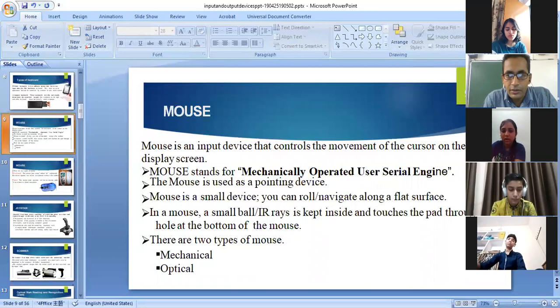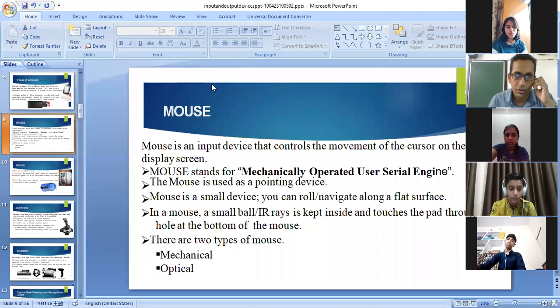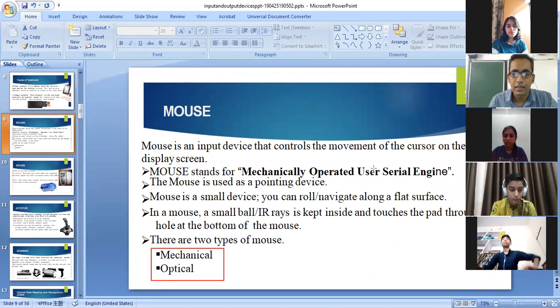Let us continue with this. The mouse is an input device that controls the movement of the cursor on the display screen. So this is the mouse, and there are two types of mouse: the optical mouse and the mechanical mouse. Let us understand the technology behind them.